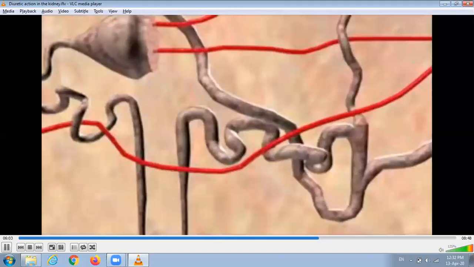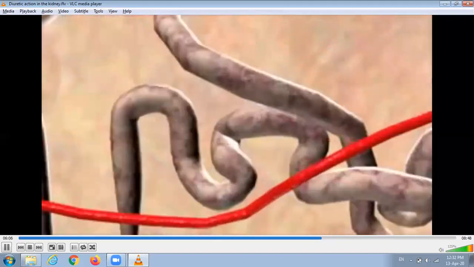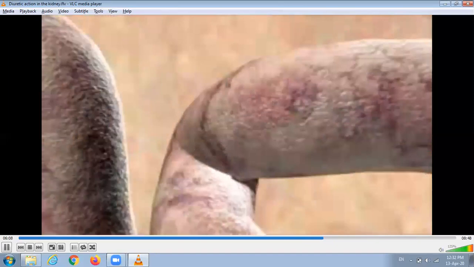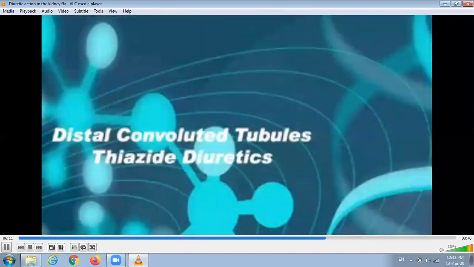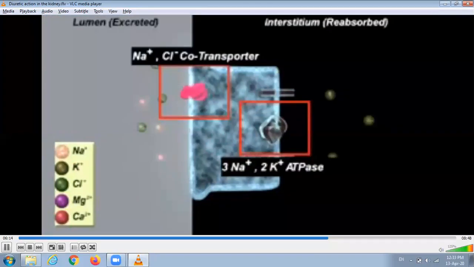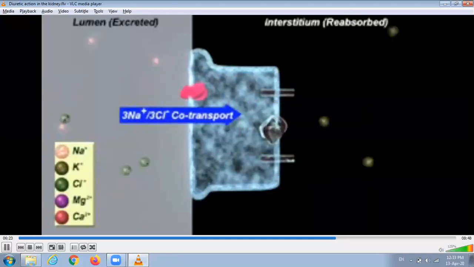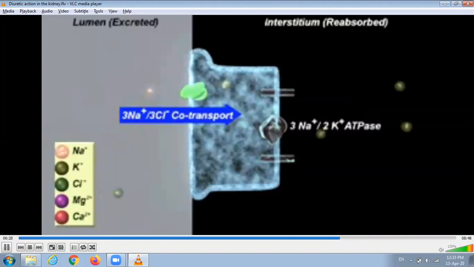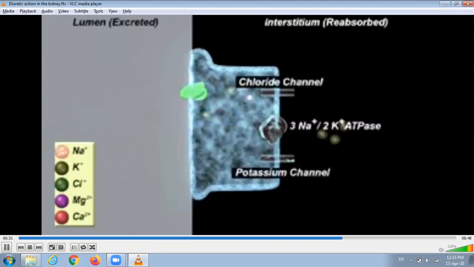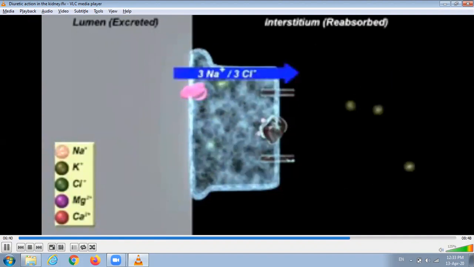The next site for diuretic action is the distal convoluted tubule. This is where the thiazide diuretics act. The transporters present in the distal convoluted tubule are slightly different than those described in the ascending limb. In the distal convoluted tubule, the sodium chloride cotransporter replaces the sodium deficit caused by the sodium-potassium ATPase. The chloride is reabsorbed through chloride channels, and the potassium returns to the interstitium through a potassium channel. The sequence results in overall sodium and chloride reabsorption.